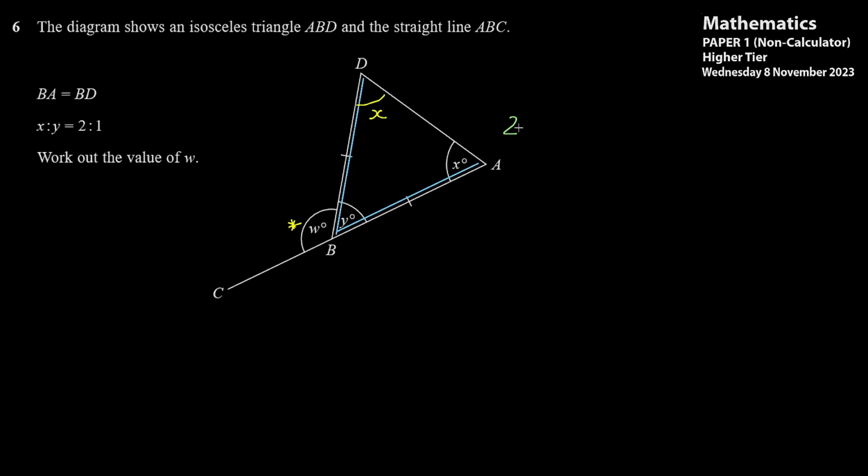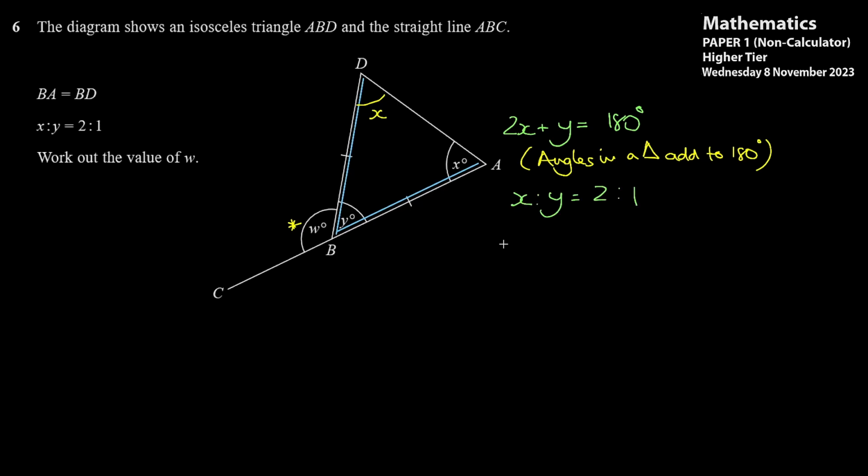So I can say that 2x plus y is equal to 180 degrees, and that's because angles in a triangle add up to 180 degrees. Okay, now working on this ratio, I've got x to y is equal to 2 to 1. So therefore I can say x over y is equal to 2 over 1, and therefore x is equal to 2y. So effectively, we've now got two simultaneous equations, equation 1 and equation 2.